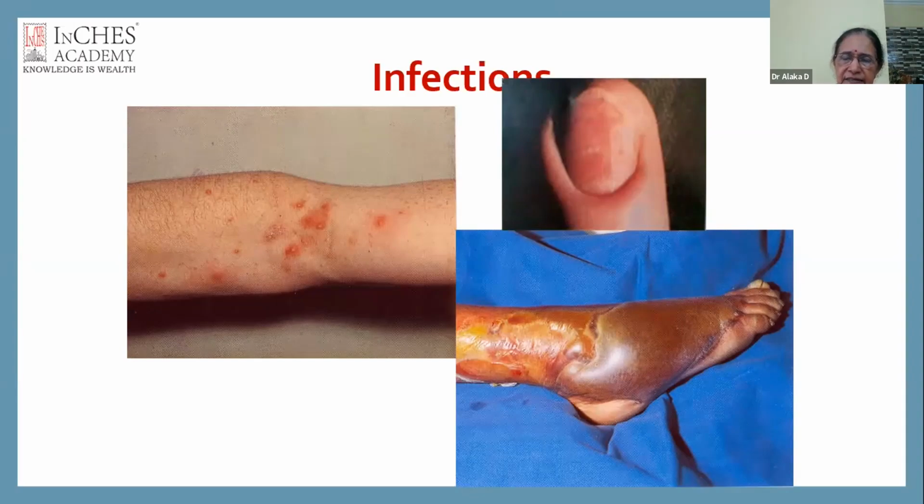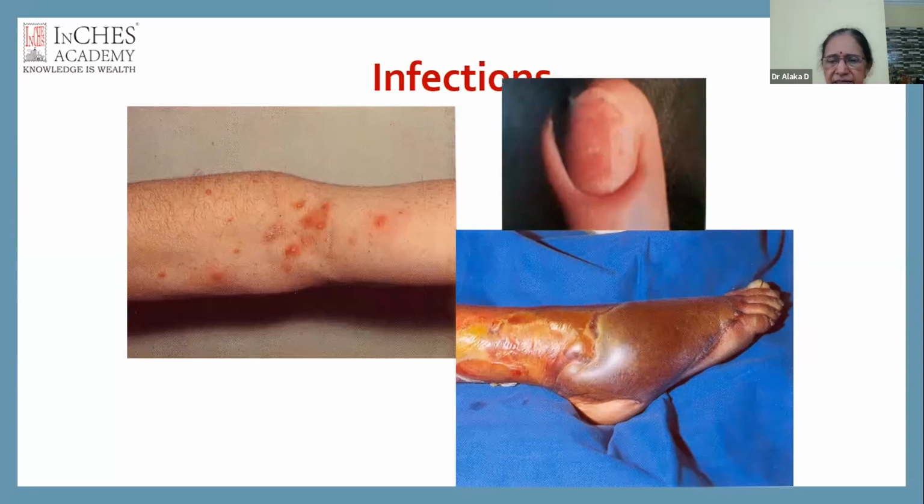As you can see, there is an infection of the nail bed, that is paronychia. Sometimes it will develop into an abscess, and then you have to cut it open, cover it with antibiotics, keep on doing the dressing, and control the diabetes. The bottom line is control the hyperglycemia and then treat these infections with antibiotics.